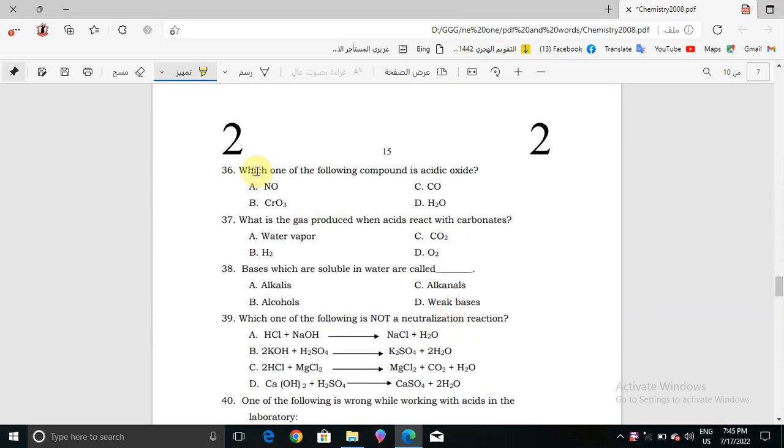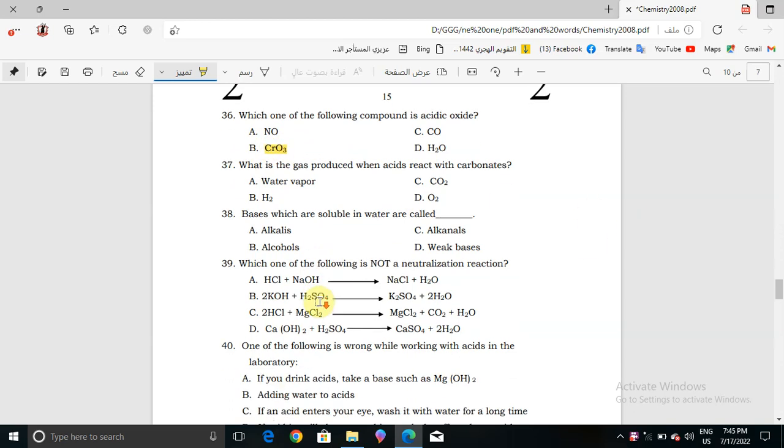Now question number 36, which one of the following compounds is an acidic oxide? Nitrogen oxide, CrO3, carbon monoxide, or water? The correct answer, here we have nitrogen oxide. So the correct answer will be CrO3.